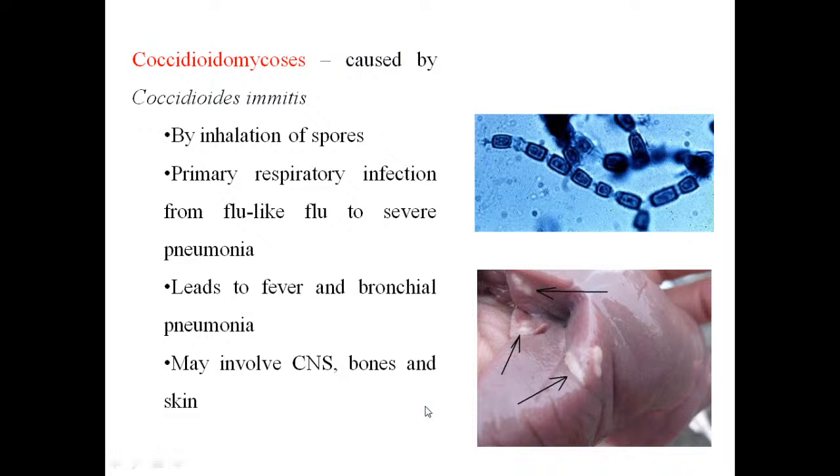Another deep mycosis is coccidioidomycosis. It is caused by Coccidioides immitis. Infection occurs because of inhalation of spores. Primary infection resembles flu-like symptoms. It may also be like severe pneumonia. It leads to fever and bronchial pneumonia. It may involve other internal organs, the central nervous system, bones, and skin.